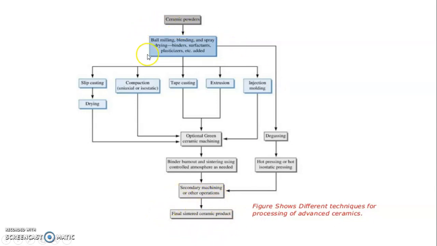In the other case, it will be given to slip casting. The slip casting process is followed by drying. After the drying process, the green raw material will be taken to the binder burnout process or sintering process or compacting process. After the compacting process, it is given to the secondary machining operation or final machining operation. Then it will be given as the final sintered ceramic product.